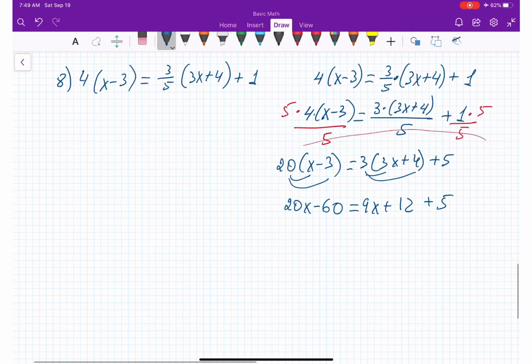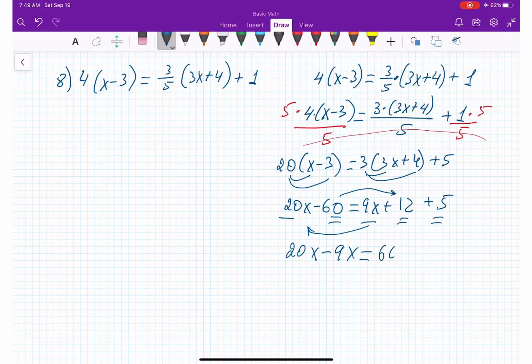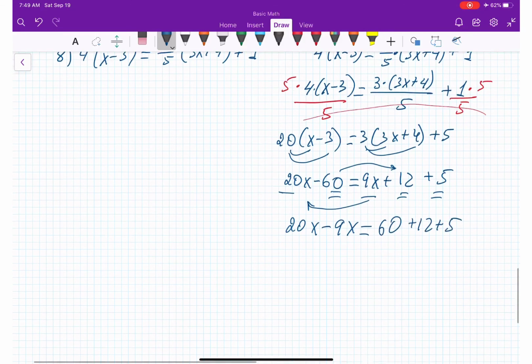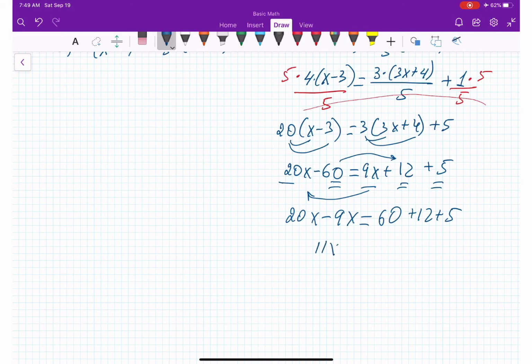All right, like terms. So 9x moving over will be 20x minus 9x equal negative 60 moving over will be 60 plus 12 plus 5. 20 minus 9, it's going to be 11x, right? 60 plus 12, it's going to be 72. 72 plus 5, it's going to be 77. Okay, we divide by 11. This is gone. So 77 and 11, I can divide by 11, right? This is 1, this is 7. So the answer is x is equal 7.